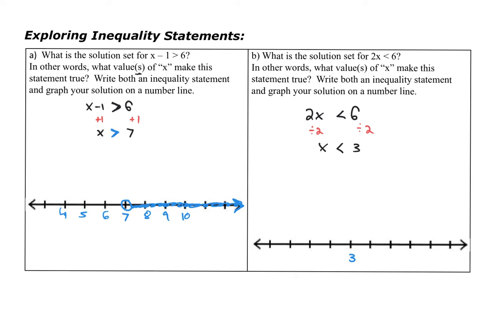And since 3 is not a part of my solutions, I'm going to have that be an open dot. And then all numbers less than. So like my student pointed out, we're going in this direction on the number line because that matches the symbol. So all of these. So that's going to include 2 and 1 and 0 and -1. It is not going to include 4 or 5 or 6.